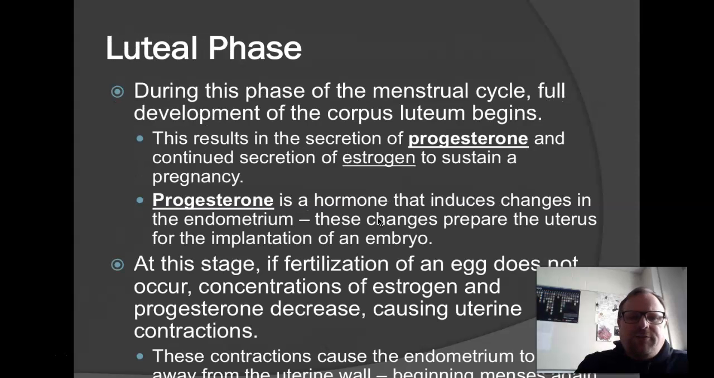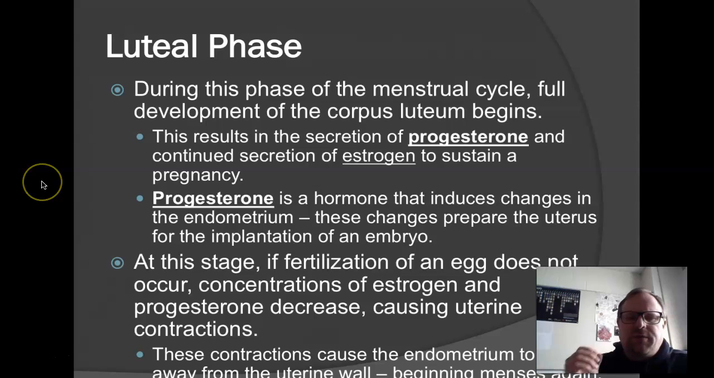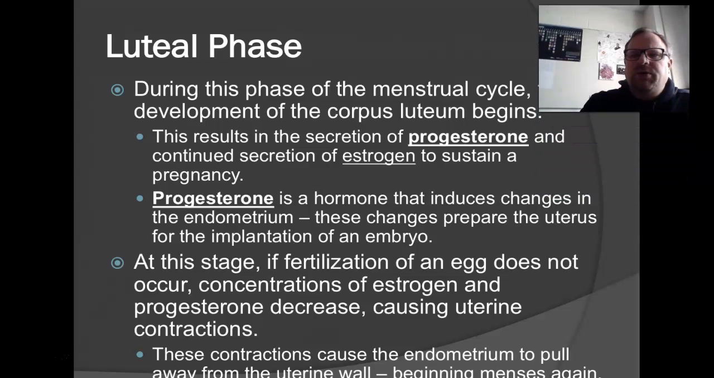Okay? After ovulation, I'm going to pause because we're cut off a little bit at the bottom. So after ovulation is the luteal phase. The luteal phase lasts from about day 15 to the end of the cycle when the flow phase begins again. And this phase is all about the corpus luteum and the development of the corpus luteum, which we talked about yesterday. So full development of the corpus luteum begins, and the corpus luteum is then sitting there secreting hormones that are going to be necessary to sustain pregnancy.